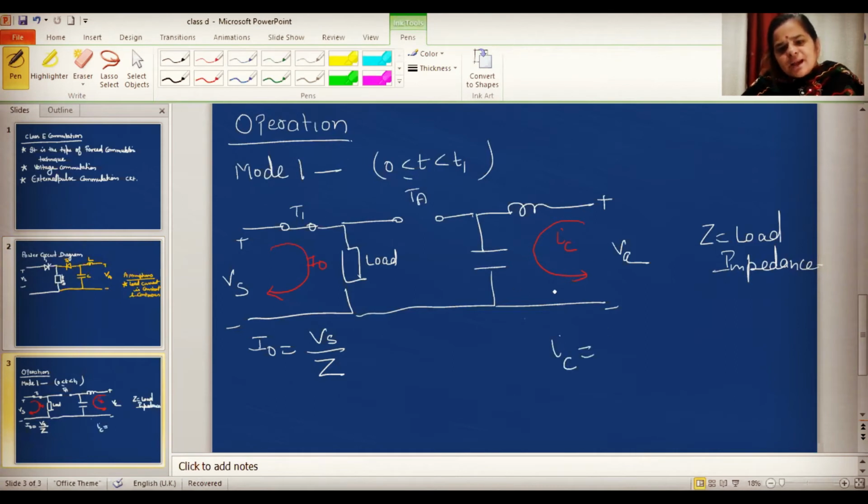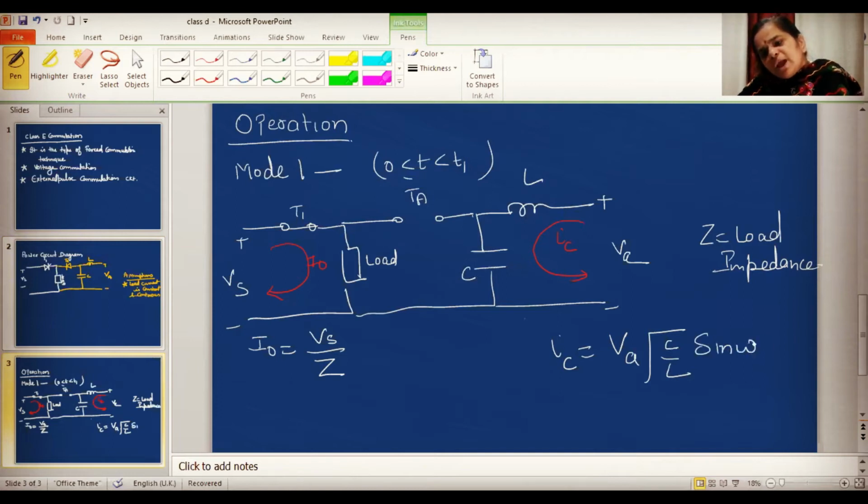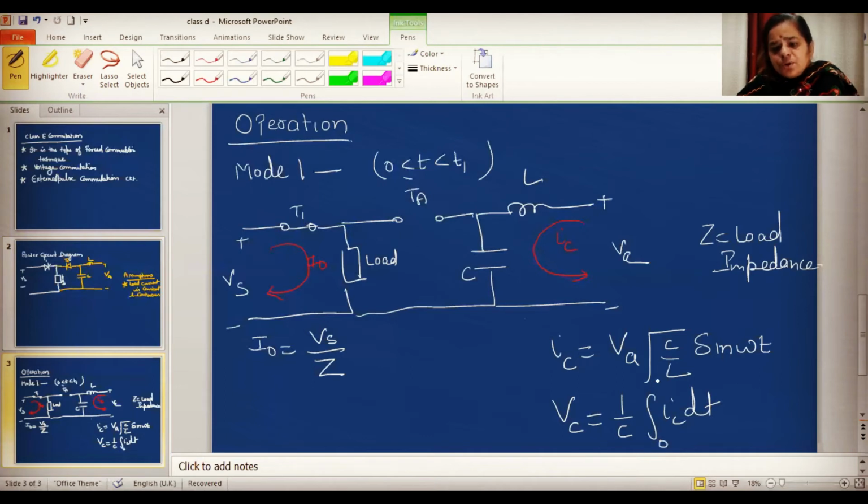And the second current is IC. As this current is flowing through the LC circuit, it will be Va root C by L, suppose this value is C, this value is L, sine omega t. And when this charging current is flowing, the voltage across the capacitor will be calculated by this formula: 1 by C integration IC dt, integration from 0 to t.